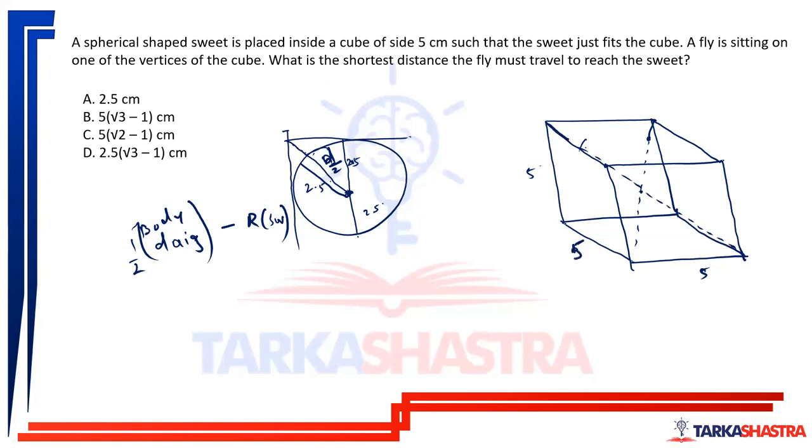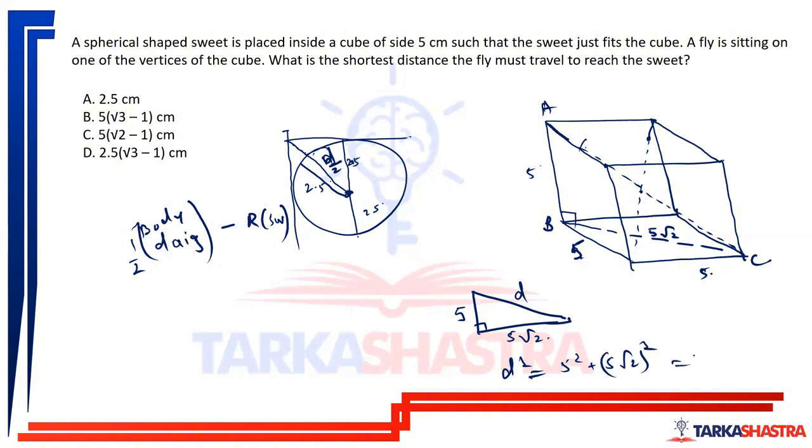I know that diagonal of the base will be 5 root 2. And this is 5, this is 5. Now consider triangle ABC. AB is 5. BC is 5 root 2. This is the body diagonal. This is still 90 degrees. So d square is equal to 5 square plus 5 root 2 square, which comes out to be 75. So d is equal to 5 root 3.